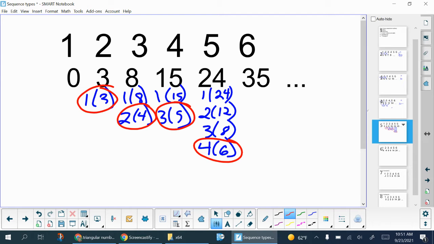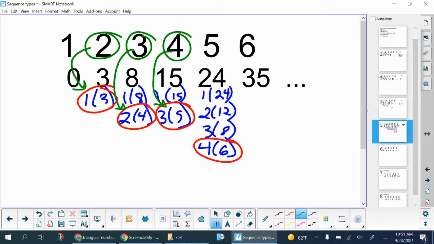Now I can go ahead and turn those back and look at how they relate to the term number. So I'll start with the first one. How do I get from 2 to 1? How do I get from 3 to 2? How do I get from 4 to 3? How do I get from 5 to 4? Well, that's always just one less. So I know I have a factor of n minus 1.